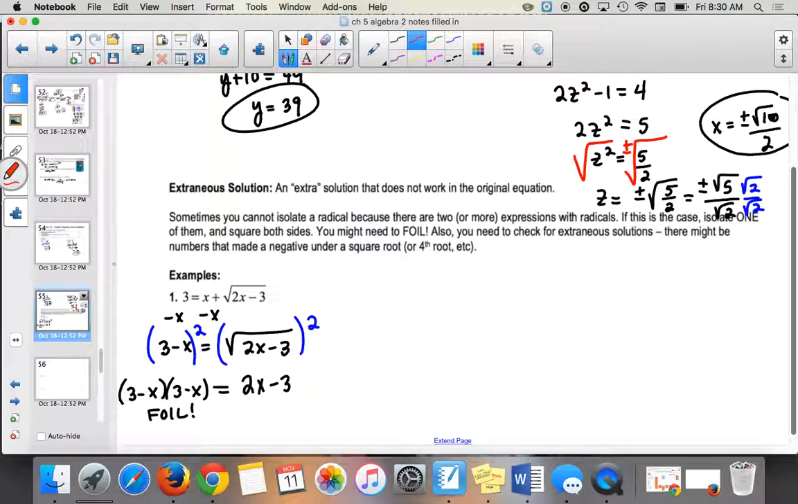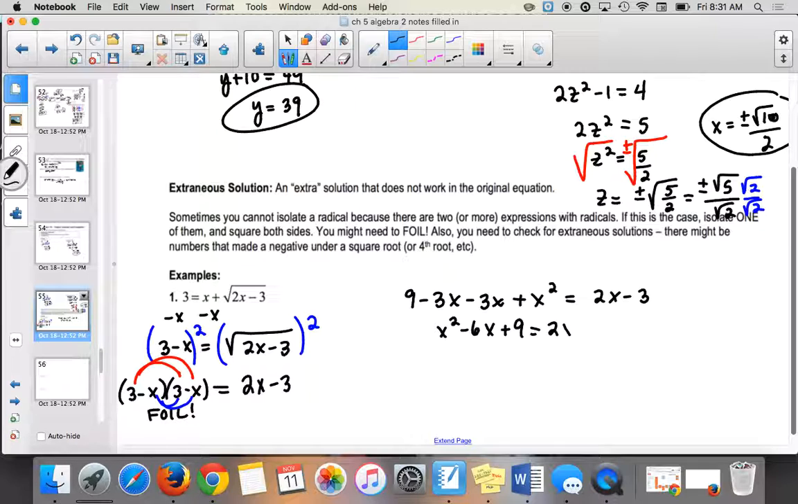So when we do that, our first is 9. Our outer is negative 3x. Our inner is negative 3x. And our last is plus x squared. So it's equal to 2x minus 3. So we have x squared minus 6x plus 9 is equal to 2x minus 3. And this is an equation that has x's and x squared.